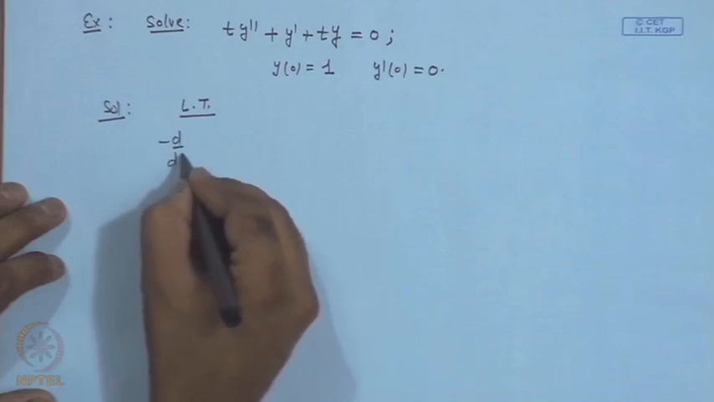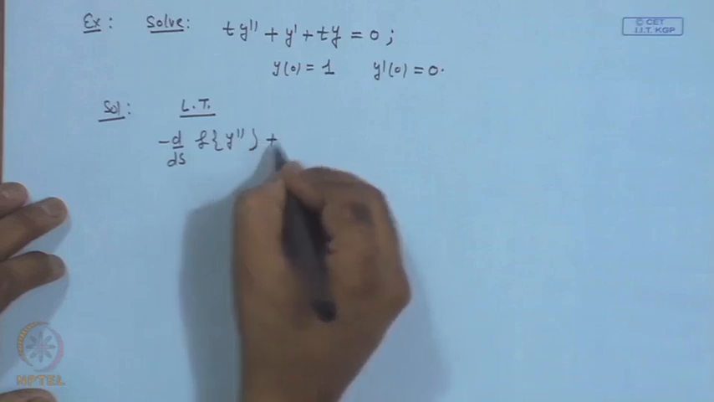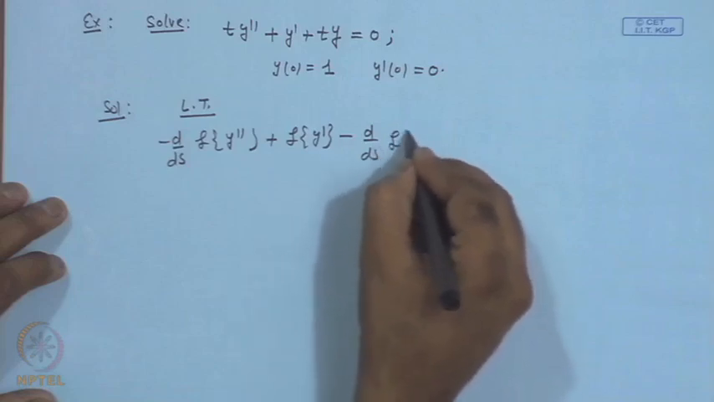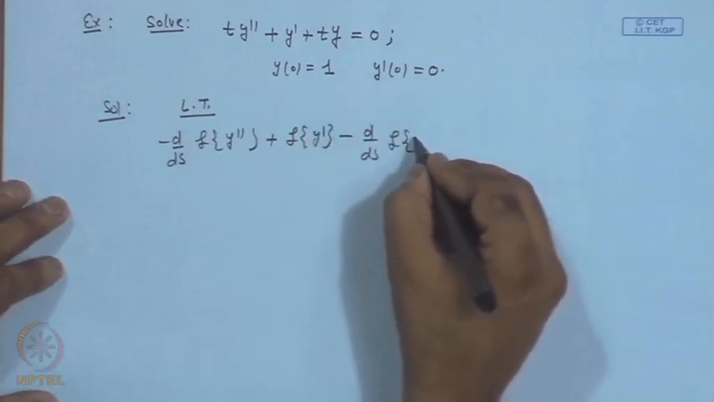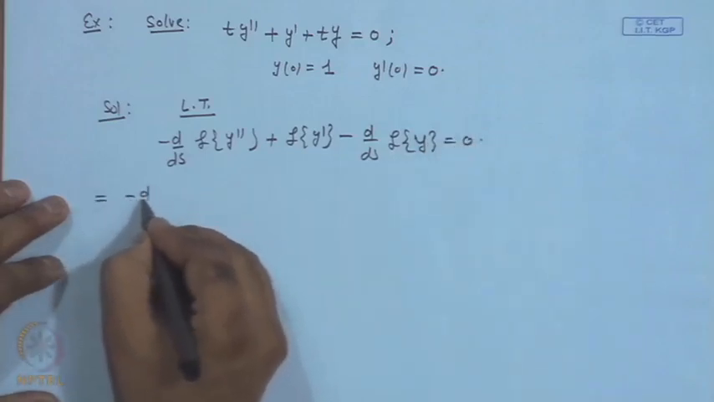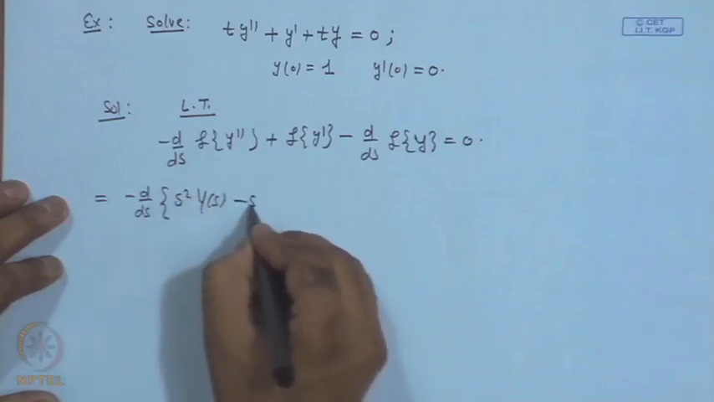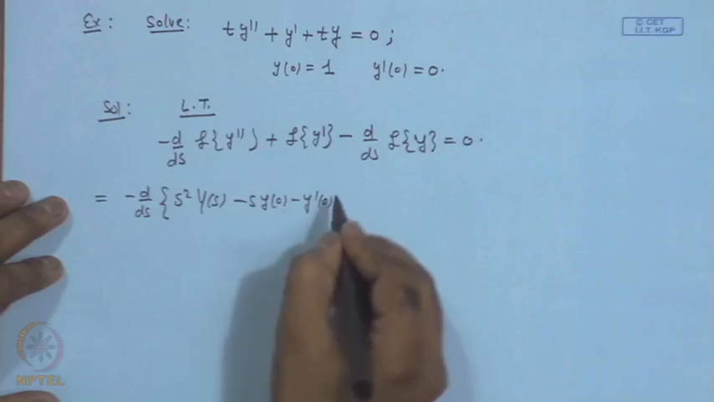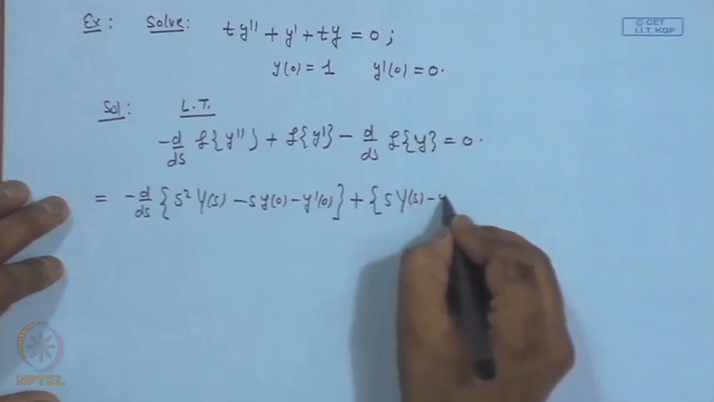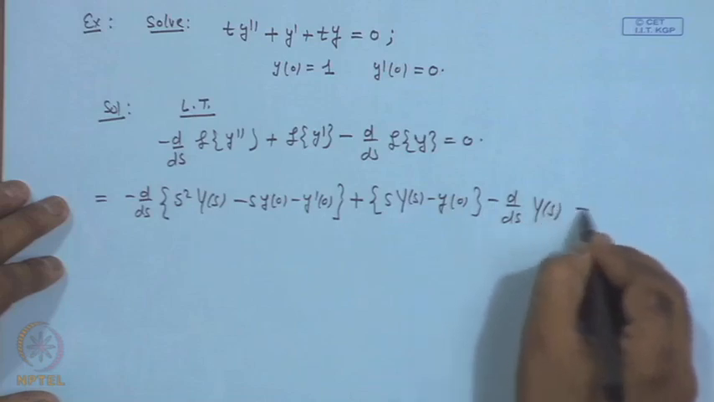So, we have minus d over ds by the property of Laplace transform, and the Laplace of y double prime, plus the Laplace of y prime minus again d over ds and the Laplace of y, this is 0. So, minus d over ds, and we have here s square Laplace of y minus s y(0) minus y prime(0), plus s Y(s) minus y(0), and minus d over ds, and we denote it by Y(s), is equal to 0.